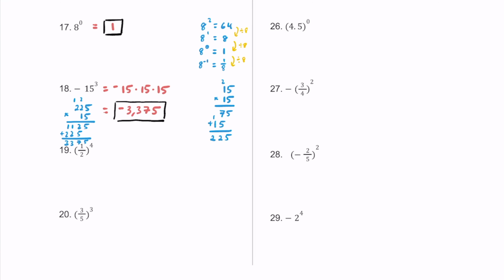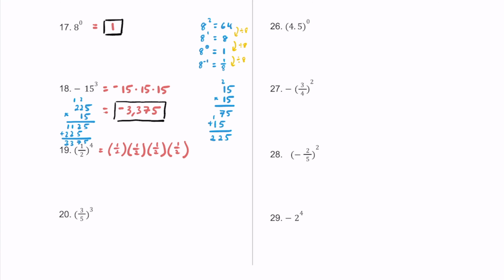Let's go ahead and check out number 19. For number 19, we have 4 of these 1/2s multiplied together. So we have 1/2 multiplied by 1/2. That's 2 of them. Now there are 3 of them, and now there are 4 of them. And they're all positive, so we don't have to worry about negatives here, okay?